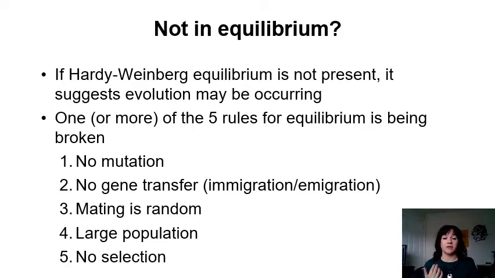So for a population to be in equilibrium, none of these things can be happening: mutation, gene transfer, selective mating, small population, or selection. So if you go out and you find that your population is within Hardy-Weinberg equilibrium, you can assume that all of these rules are being kept. However, if you study a population and you find that it's not in equilibrium, you can say maybe one of these 5 things is happening. Maybe a mutation occurred. Maybe there was selection for some trait. Maybe one of these traits is providing an advantage over another.